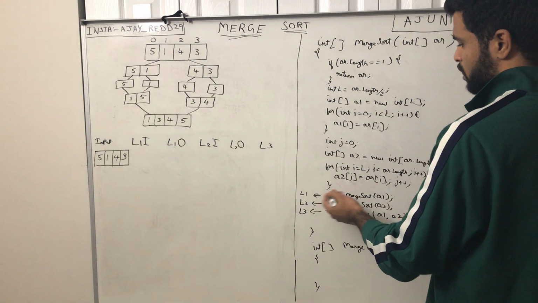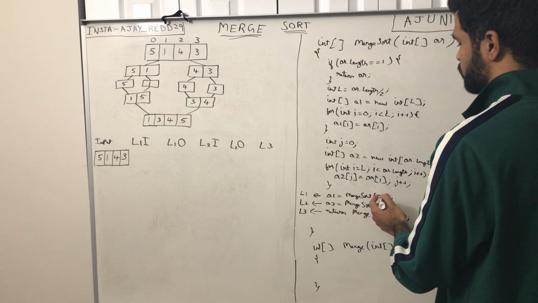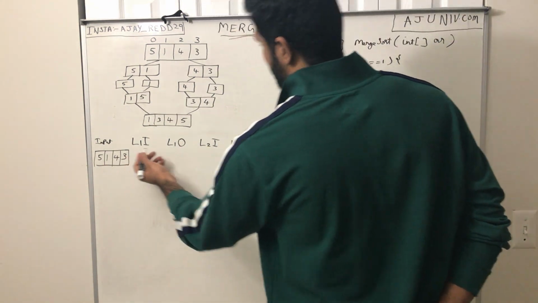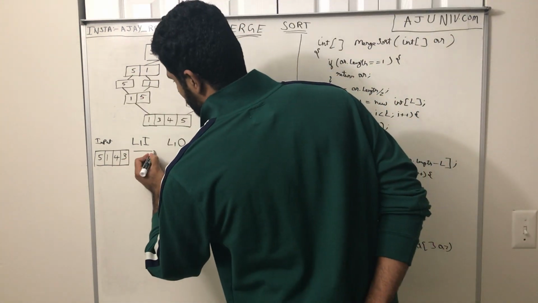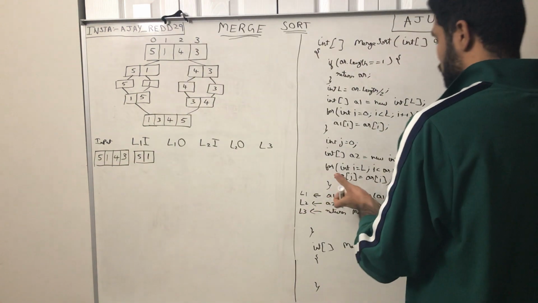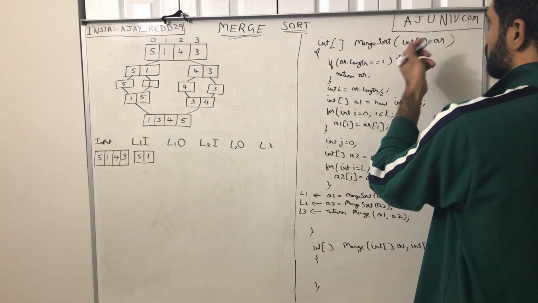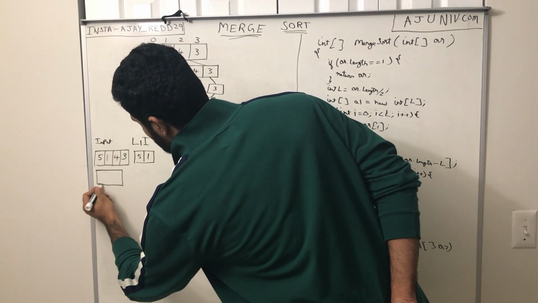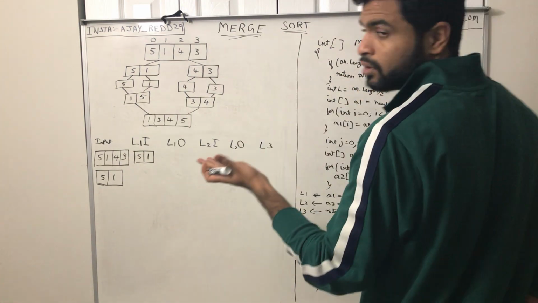Then it comes to line 1, where I'm doing the recursive call and passing A1. So the line 1 input would be 5 and 1. When it comes to line 1, we do the recursive call and it comes again here with the input as 5 and 1. I'll write it here: the input is 5 and 1 in the next recursive call.